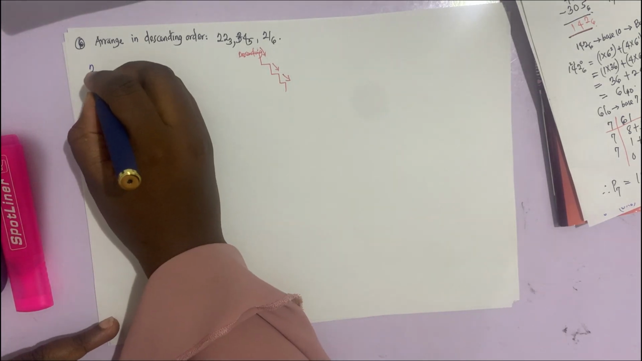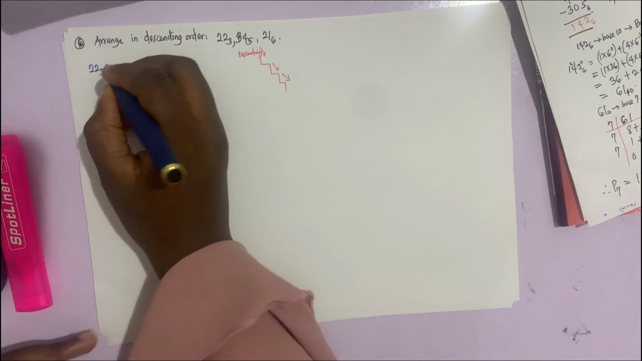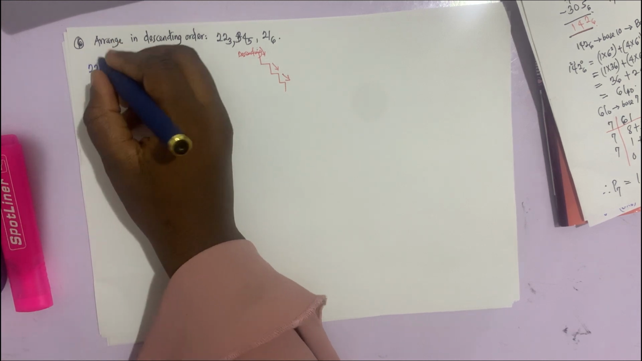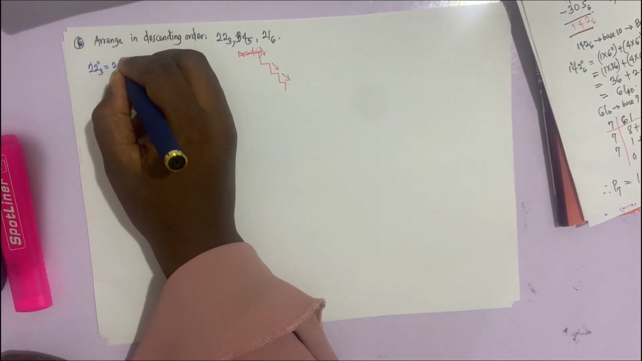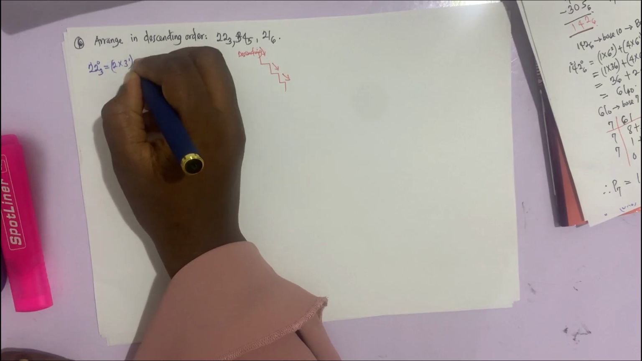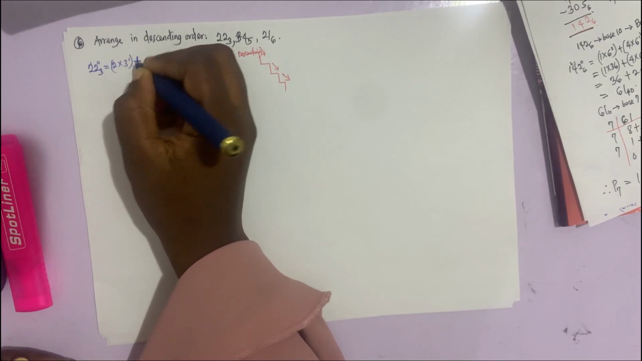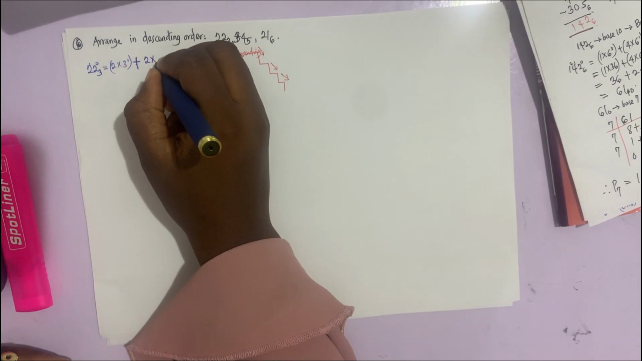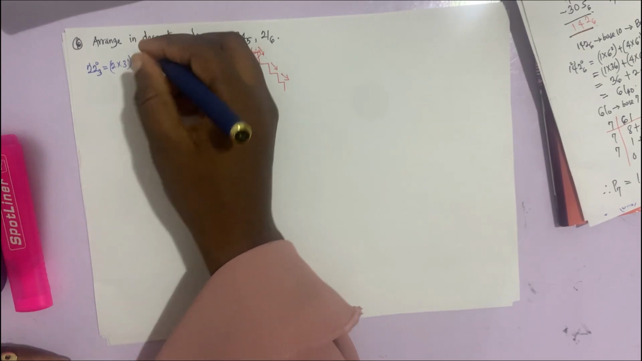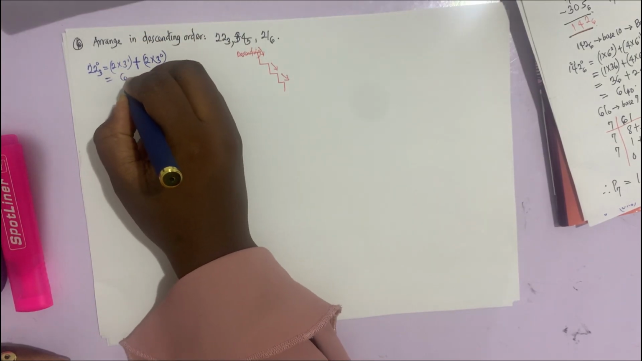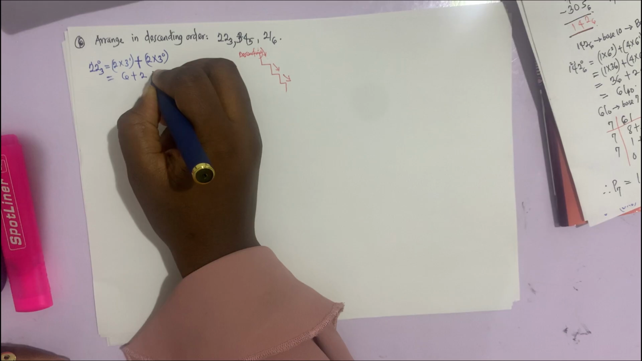So if you convert 22 base 3 to base 10, you would have 2 times 3 raised to the power 1 plus 2 times 3 raised to the power 0. And that will give us 6 plus 2, which is 8.